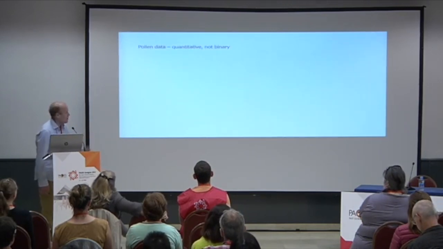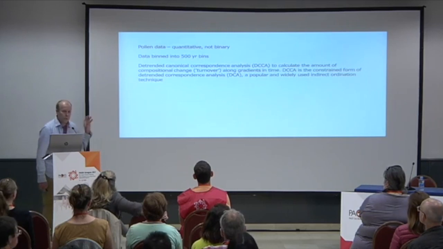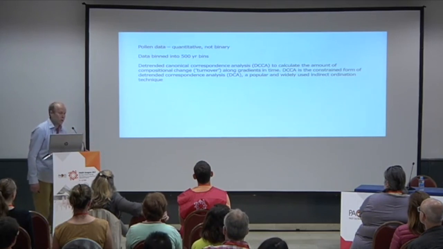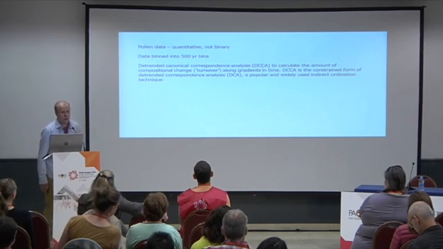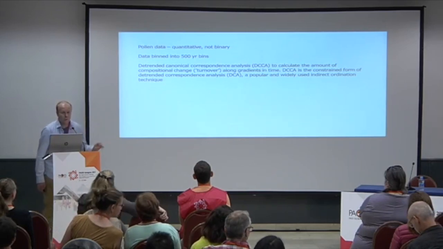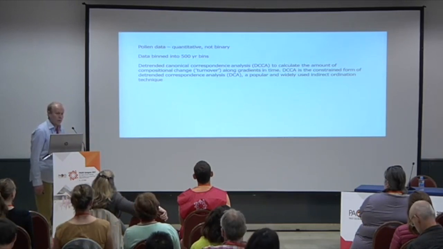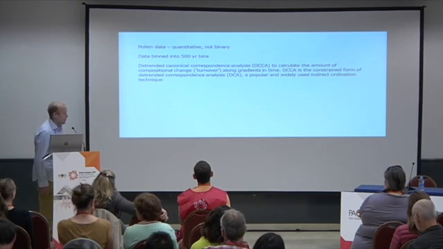So pollen data is different. It's obviously quantitative. Also here we binned 500 bins, and for each bin we calculated the total turnover for the bins using detrended canonical correspondence. There are also other ways to assess the turnover with pollen data, which is, as I said, abundance data.